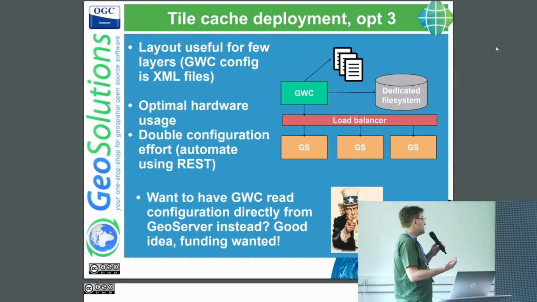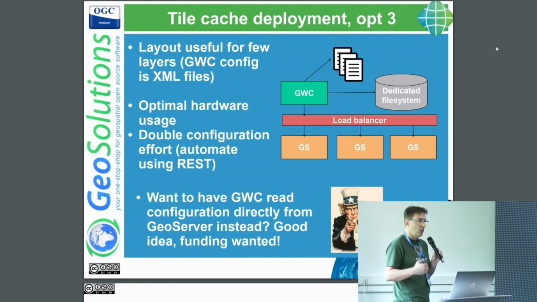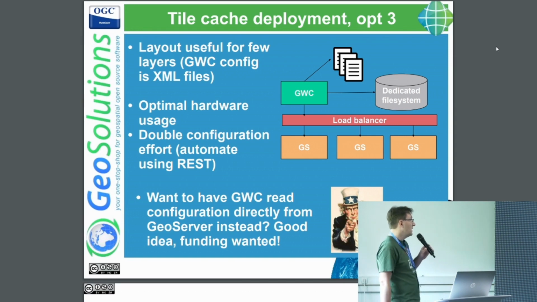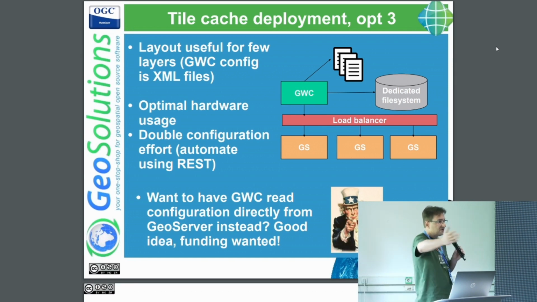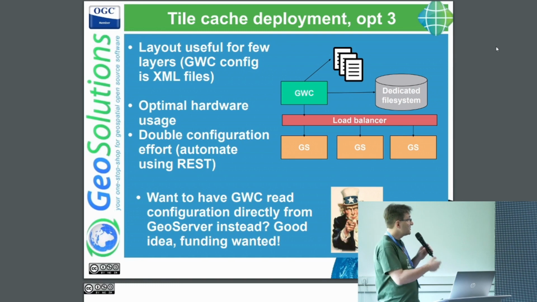Option 3, have a separate GeoCache in front with a load balancer in the middle, and the GeoServers only do map production, and then the GeoCache in front will take the map, slice it, cache it, and return the tiles. This gives best performance when it comes to seeding, because you can spread the seeding over multiple machines. The GeoServers are the ones that are actually doing the heavy lifting. The GeoCache has its own dedicated file system.